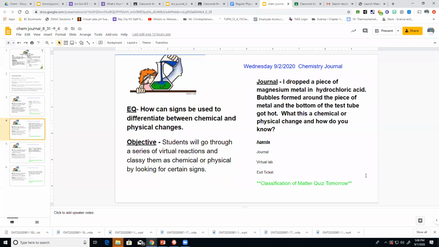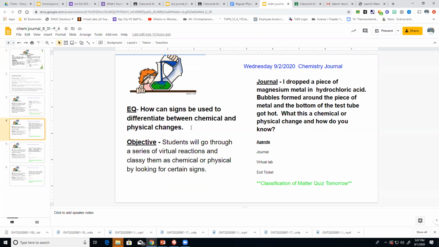All right, this is a recording I'm going to make for both regular chemistry and honors chemistry for Wednesday, 9/2, because y'all are doing about the same thing. This would be the regular chemistry's journal. You can also see it in your Google Classroom and have our date. You would need to write down EQ: How can signs be used to differentiate between chemical and physical changes?